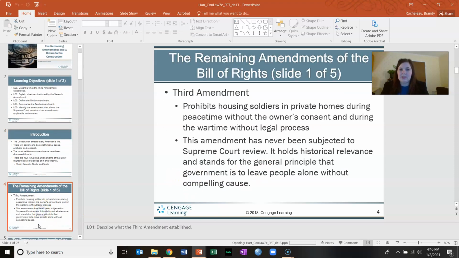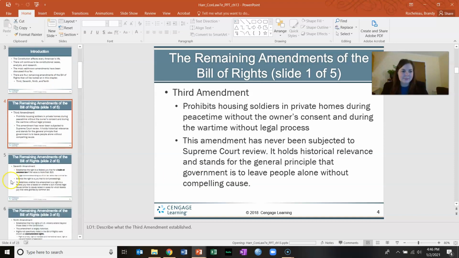10th. The 3rd Amendment prohibited soldiers from being quartered in an individual citizen's home without their consent. This has never been reviewed by the Supreme Court, but it does hold some historical significance that the government should not interfere with people's homes without a compelling reason.